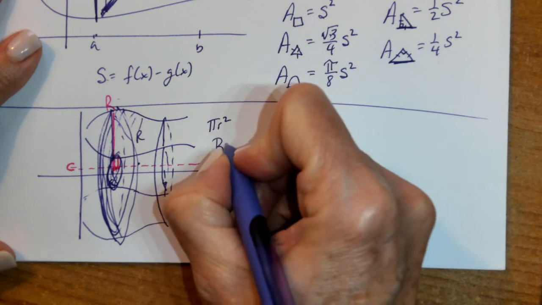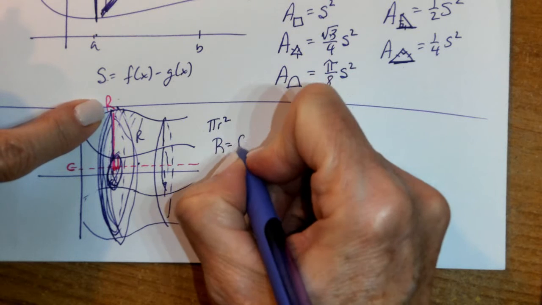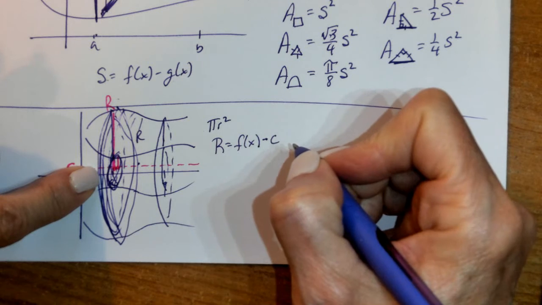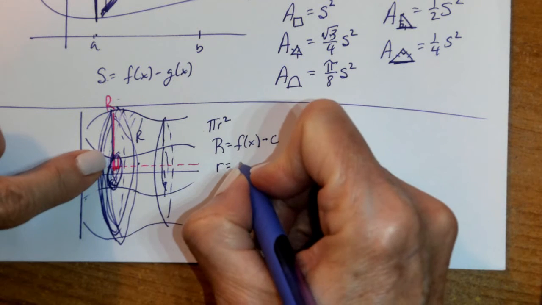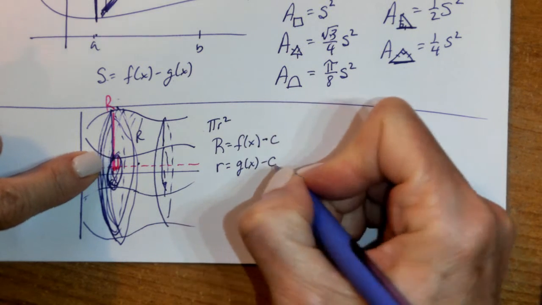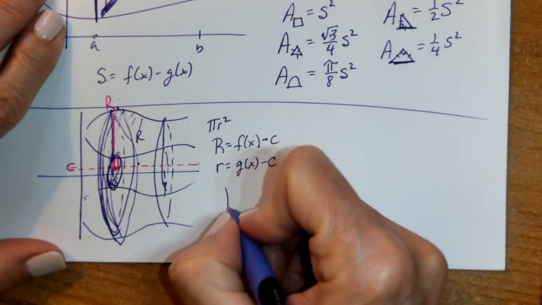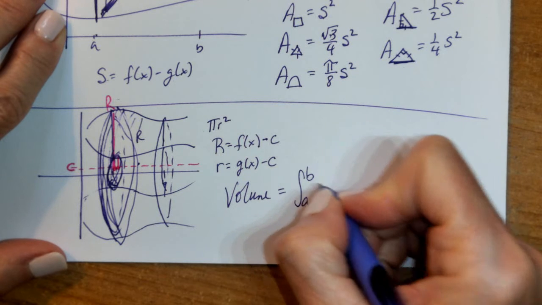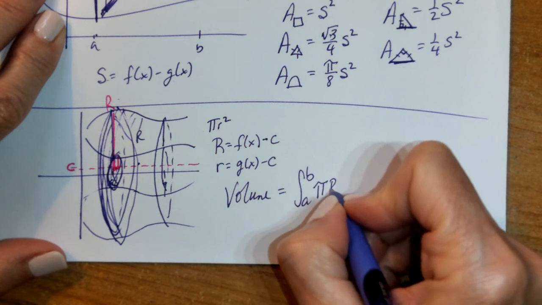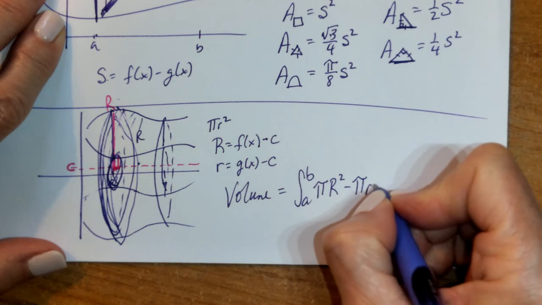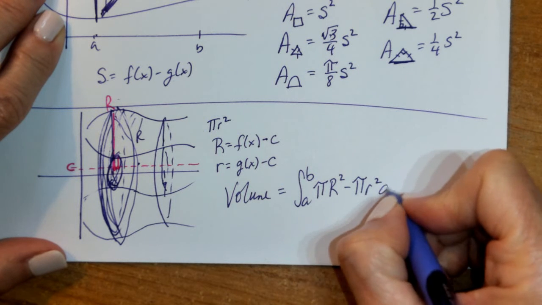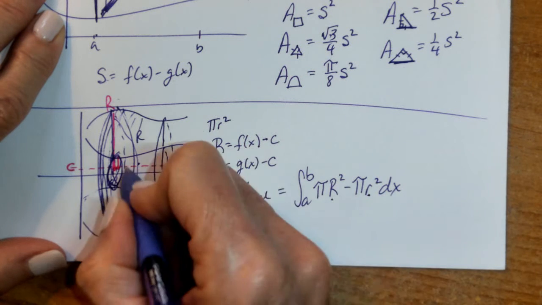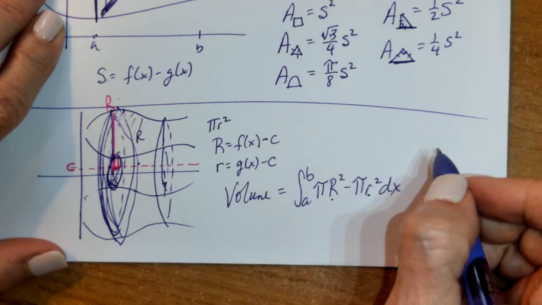So big R will always be your top curve, in our case f of x, minus the center, and little r will be the little curve minus your center. And then the volume of that resulting solid would be the integral from a to b of pi times your big R squared minus pi times your small r squared. Outer radius, inner radius. That's it. That's all there is to it.